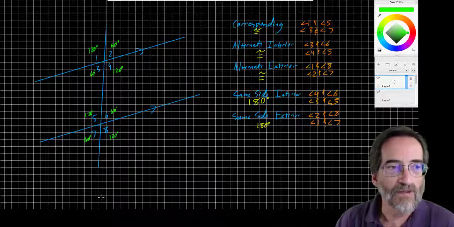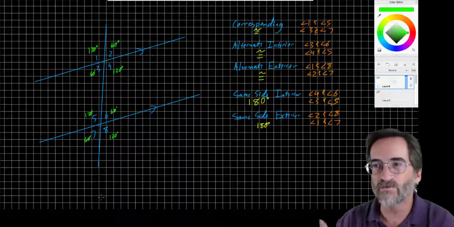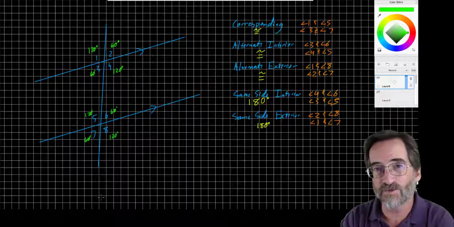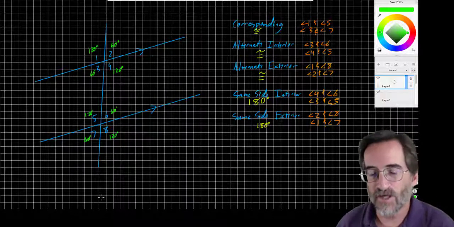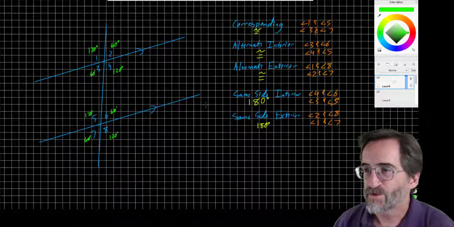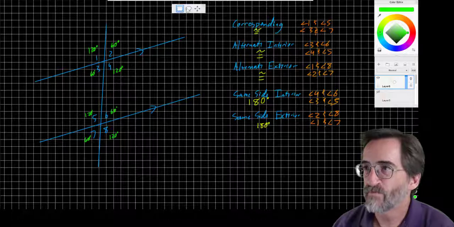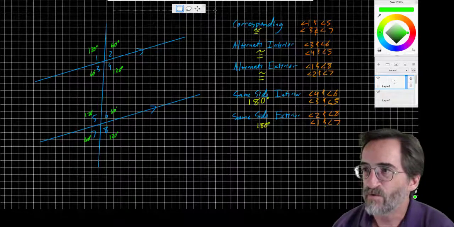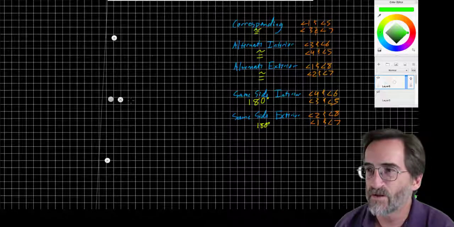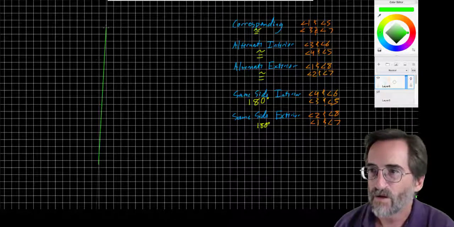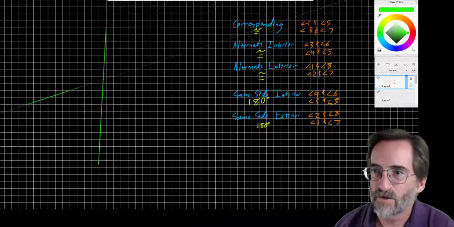Now there is something called the converse. Remember, a converse of an argument switches. So if the lines are parallel, then all these facts are true. If these facts are true, then the lines are parallel is also the case. And so we have situations like this, where we will be given some angles and asked, are the lines parallel? So I'm going to draw them not parallel.